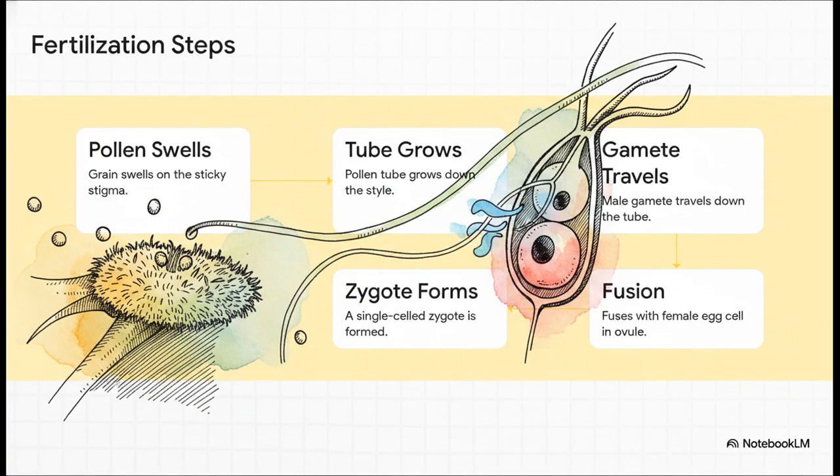Let's break down this sequence because it is truly incredible. It's a literal race. That tube grows, reaching the ovules inside the ovary. Then, the male gamete travels all the way down this tube until it finally reaches the female egg cell inside the ovule. And when they fuse together, boom, fertilization is complete and a brand new single-celled zygote is officially formed.